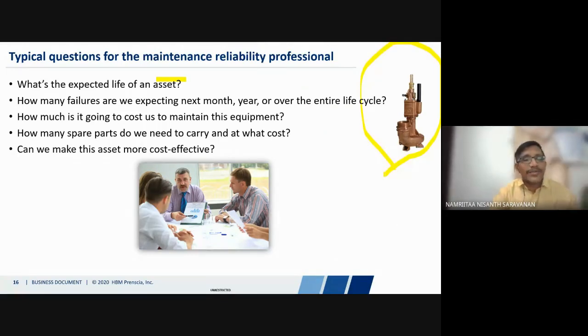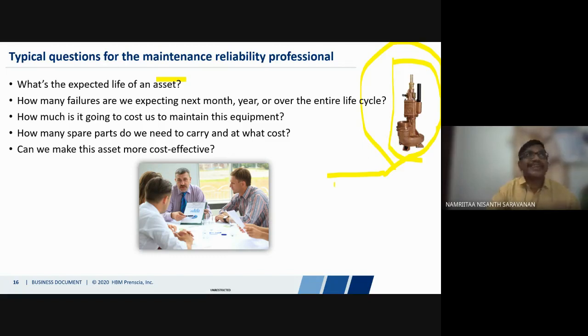Say in your shipping industry, you have a pump, you have a compressor, you have a transformer, you have power systems. There are very big machineries running in the ships. So asset means any component, anything, like the product. So what is the expected life of this pump? If I ask that question, I may expect something like 10 years, I may expect something like 5 years.